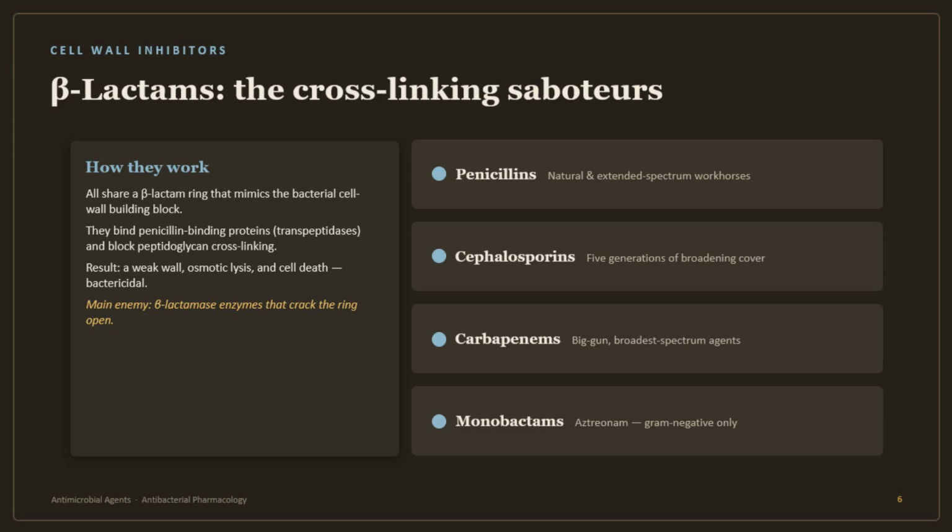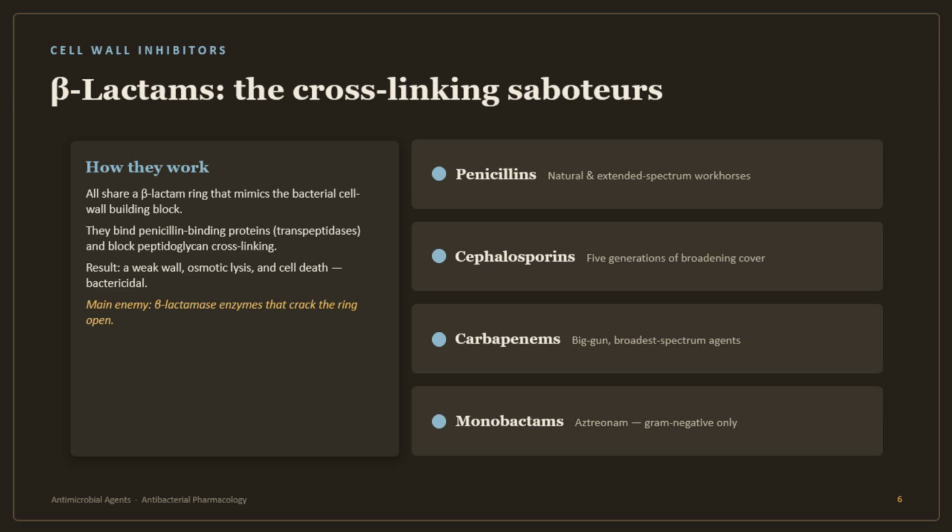And we kick off with the rock stars, the beta-lactams. I call them the cross-linking saboteurs, and here's why. Every beta-lactam shares that signature beta-lactam ring, and that ring is a molecular imposter. It mimics the building block bacteria use to construct their cell wall. The drug binds the penicillin binding proteins, the transpeptidases, and blocks peptidoglycan cross-linking.